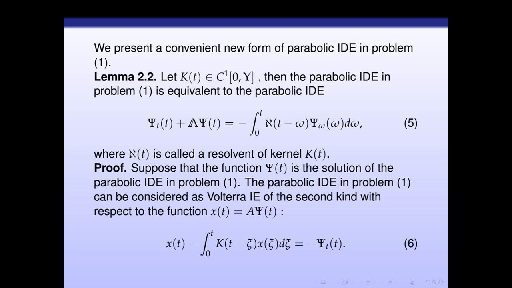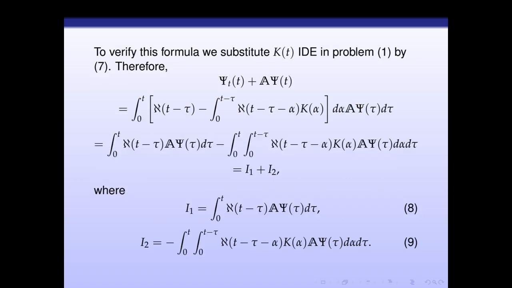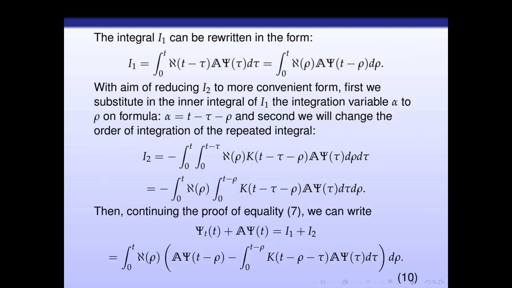We present a convenient new form of the parabolic identification integral differential equation in problem 1. Lemma 2: let k of t be a continuously differentiable function. Then the parabolic identification integral differential equation in problem 1 is equivalent to the parabolic integral differential equation 5. I would like to draw attention here: we will consider this equivalent, convenient new form 5. There is a proof of it, but it is based on the classical theory of differential equations.